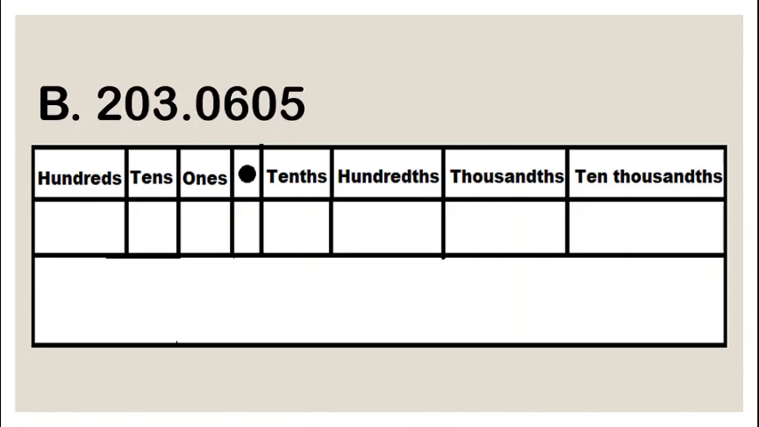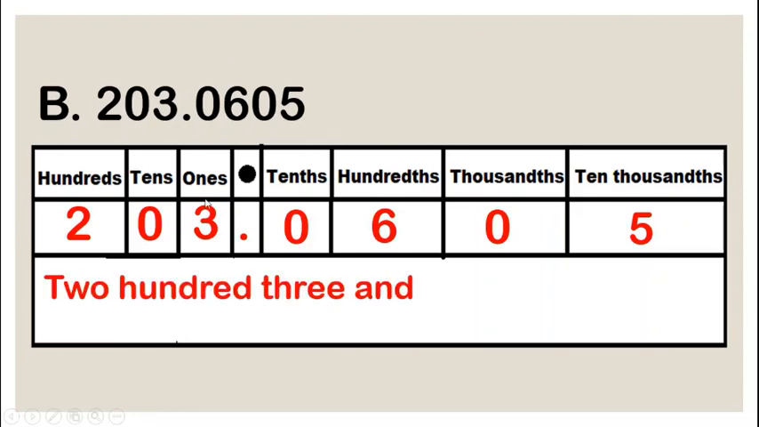In letter B, we need first to input our numbers in the correct place values. 2 for hundreds, 0 for tens, 3 for ones, your decimal point, 0 for tenths, 6 for hundredths, 0 for thousandths, and the ten thousandths, which is the 5. First we need to read the whole number, which is 203, your decimal point, and do not mention the 0 in tens because there is no value. So we'll have the 600.